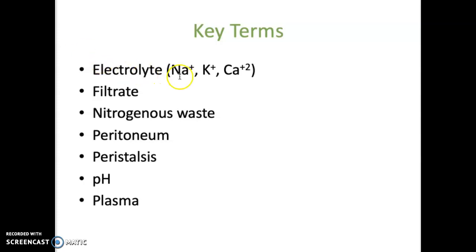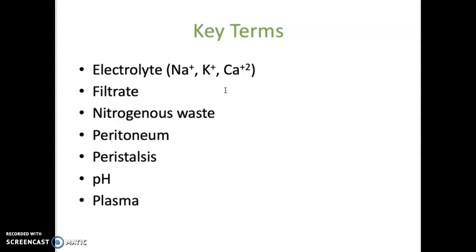So the first one is an electrolyte. This is a mineral salt that has an electrical charge, and here are a few examples. Filtrate is fluid that passes from blood through capillary walls in the nephron. Nitrogenous waste is a product of protein metabolism. Examples of nitrogenous wastes that do get filtered by the kidneys are ammonia, urea, and creatine.